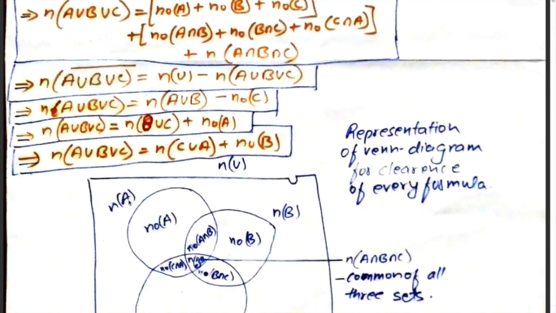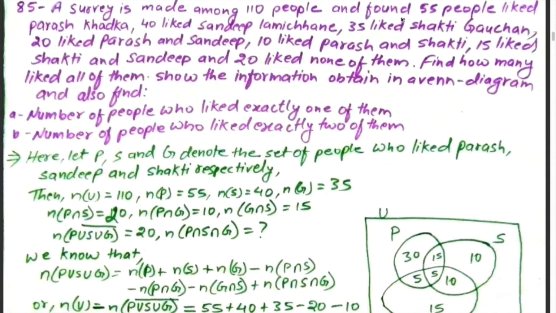In a survey, 55 people like Paras, 40 like Sandeep, 35 like Shakti, 20 like Paras and Sandeep, 10 like Paras and Shakti, and 15 like Shakti and Sandeep, and 20 like none of them. Find how many people liked all of them.